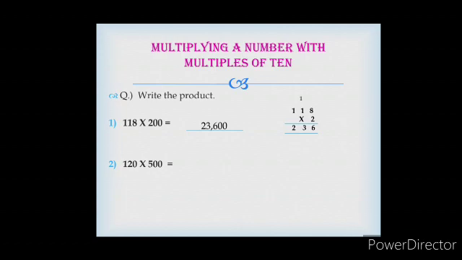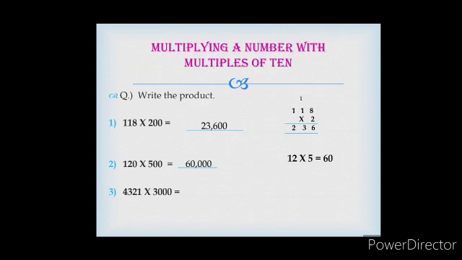120 multiplied by 500. Again you have to ignore 0 for some time and just the numbers apart from 0 you are going to multiply. So what are those numbers? 12 into 5. What is 12 into 5? 60, right? So first you will write 60 and how many zeros are there in the question? In total there are 3 zeros. So ahead of 60 you will write 3 zeros which will make your product as 60,000.